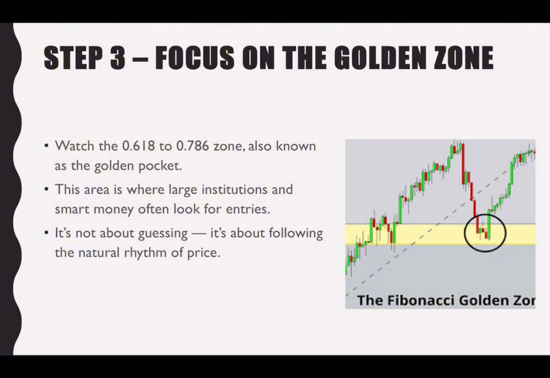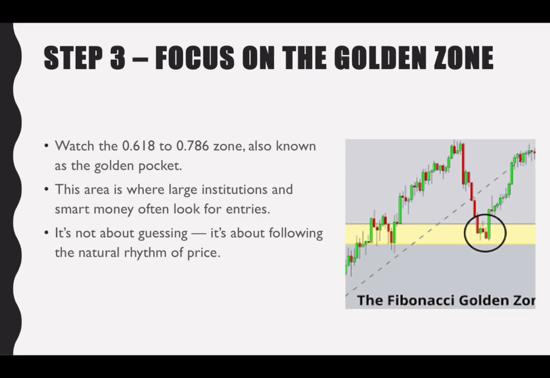Okay, step number 3. Focus on the golden zone. Once you place your Fibonacci down, you're going to have a zone which is going to be the 618 or the 786 zone. These zones are also known as the golden zone, the golden pocket, the golden ticket, whatever you want to call it, but it's the golden zone, and this is where you want to look for entries. This area is where large institutions and smart money often look for entries. It's not about guessing, it's about following the natural rhythm of price.